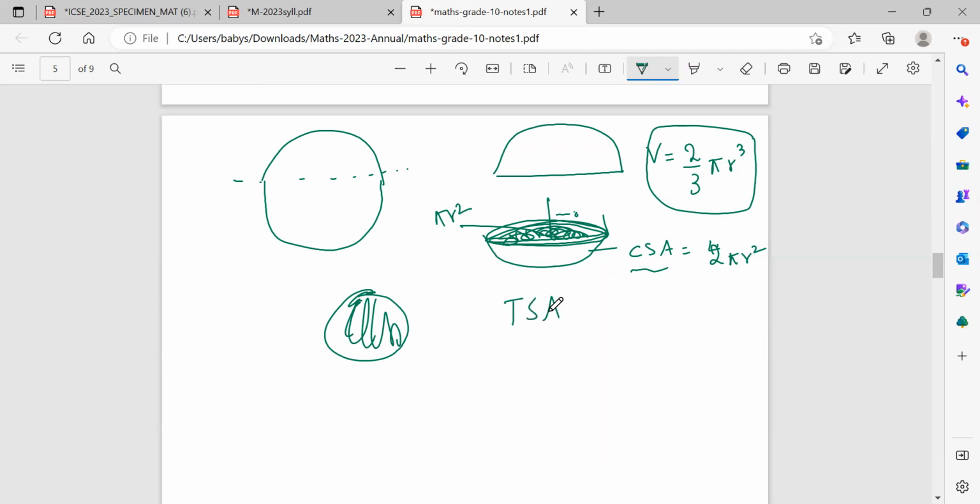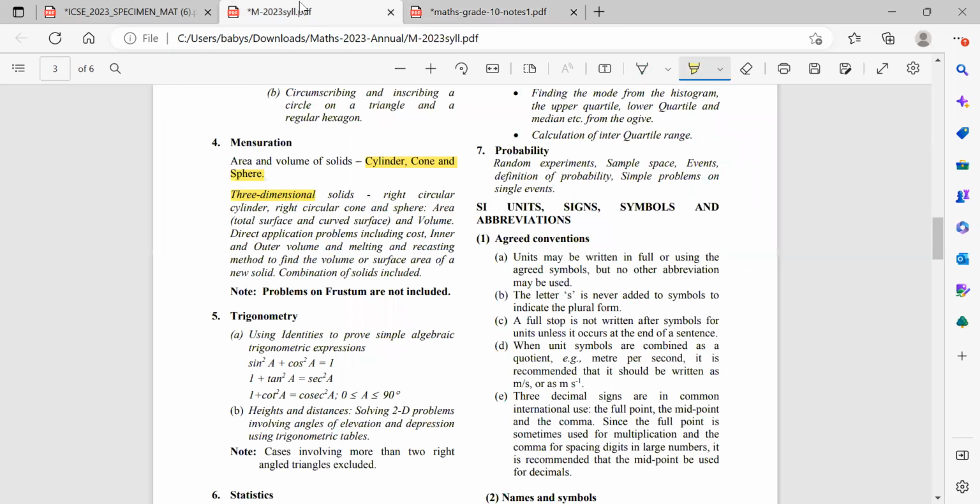So TSA of the hemisphere will be, you have to take the CSA, the curved surface area, plus the top circular face, pi r square. So CSA part is 2 pi r square, plus pi r square, which is the top circle. Totally, when you add, you will get 3 pi r square, which is the total surface area of a hemisphere. This you need to keep in mind.